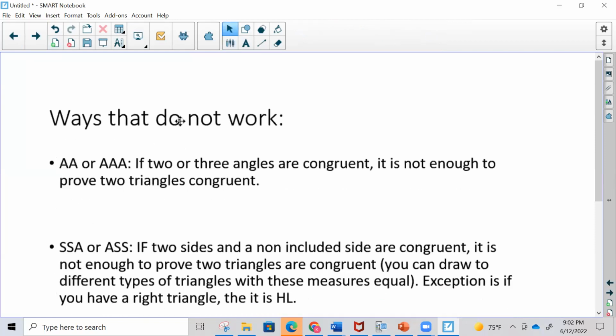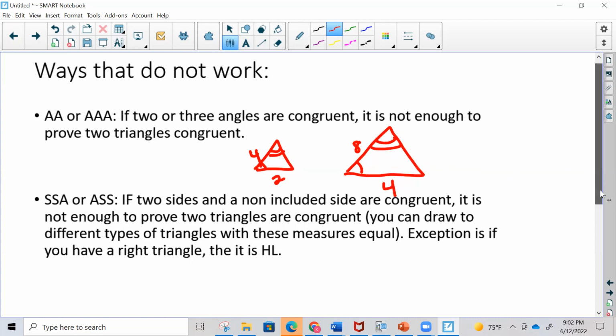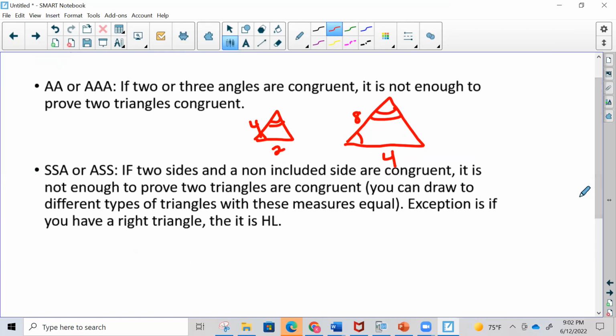Just to note, there are ways that don't work. So angle, angle, or angle, angle, angle don't work. It's not enough information. The 2 triangles could technically be, you'll learn about this next, similar. So they could be the same shape, but different sizes. So they're not congruent. So angle, angle doesn't work, even if they look congruent. If they only have 2 pairs of angles marked congruent, it doesn't work.